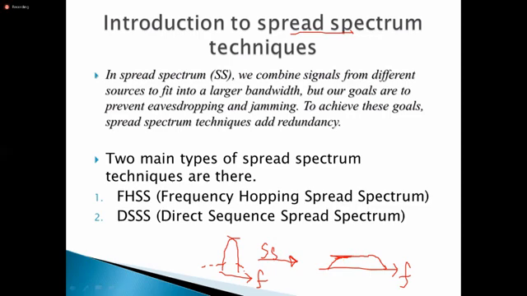Now this looks like noise, because its power is very low. So eavesdropping and jamming is very difficult in such spreaded spectra. When the spectrum is spreaded like this, eavesdropping and jamming is quite difficult.